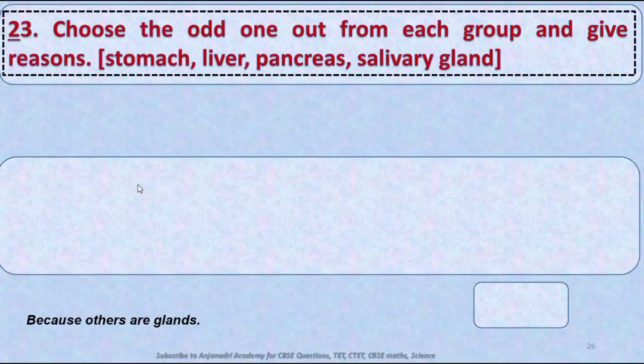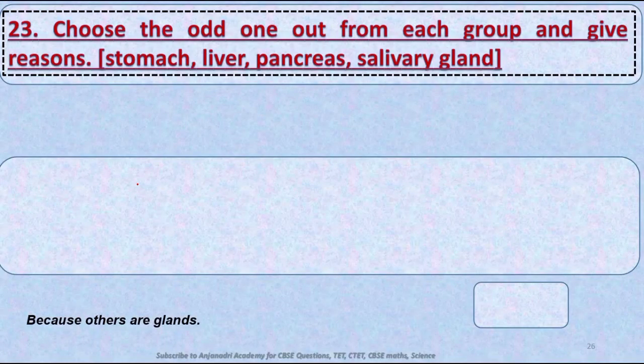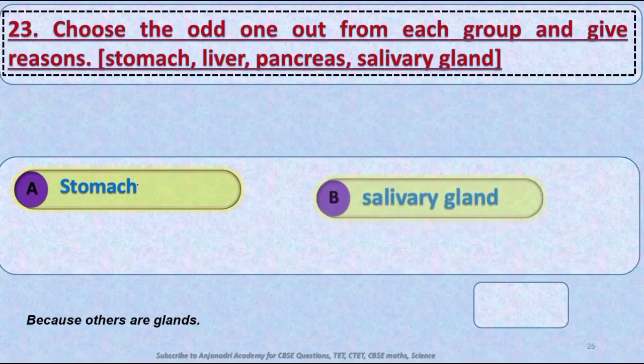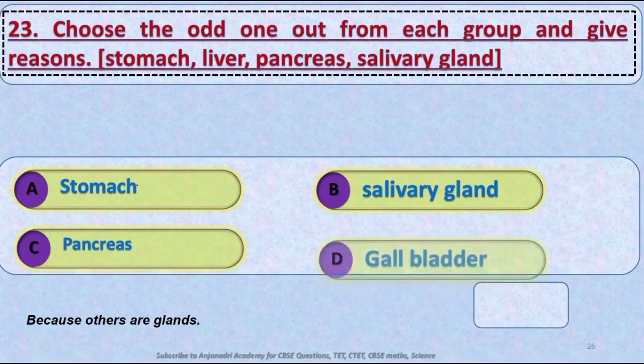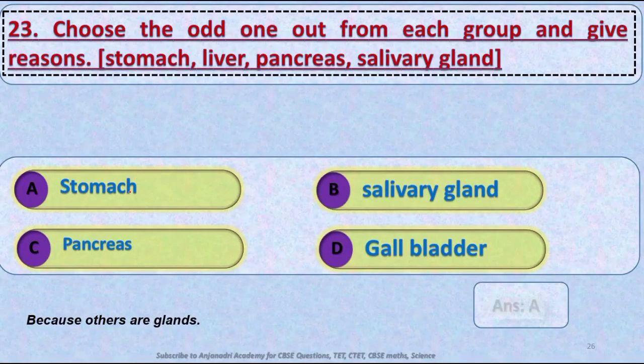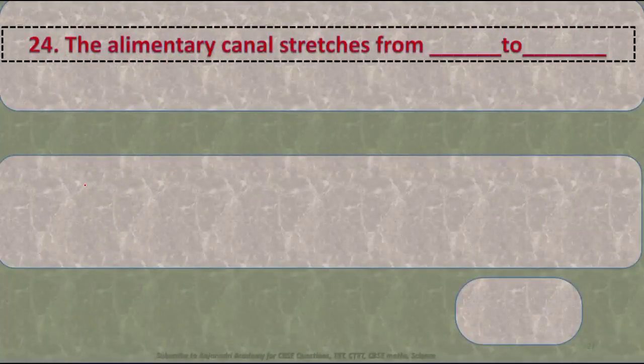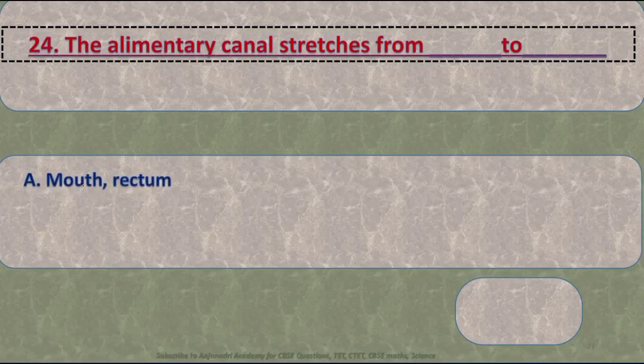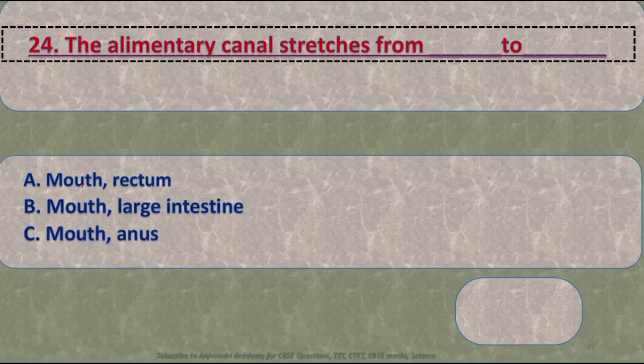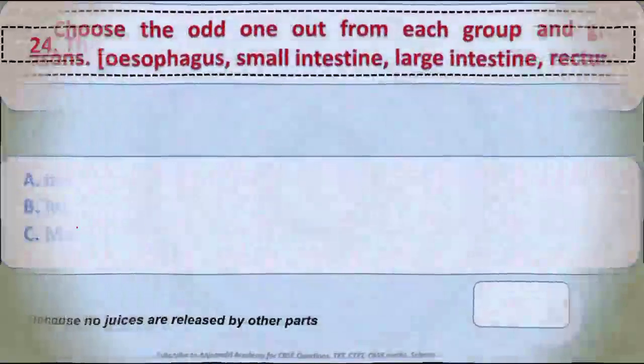Here is the next question. Choose the odd one out from each group and give reasons. Stomach, liver, pancreas, salivary gland. The correct answer is option A, stomach. Stomach is not a gland. The next one: the alimentary canal stretches from mouth to anus. Option C is the correct answer. Mouth to anus is the correct answer.